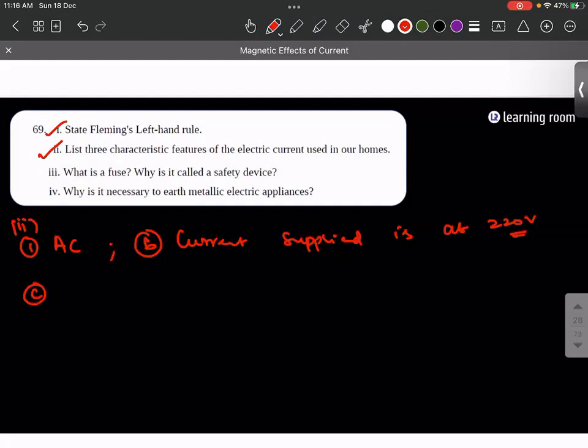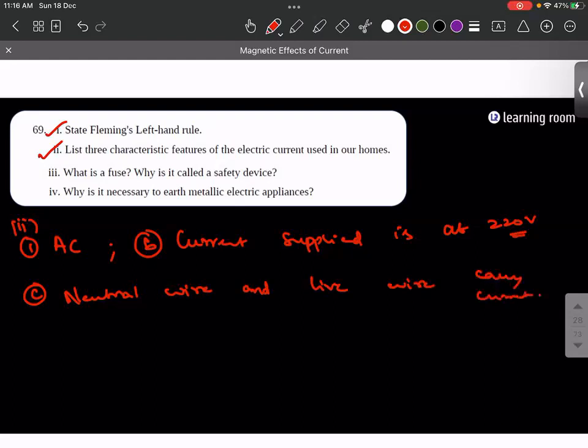Next. And the third point is neutral wire and live wire carry current. Okay. Third, what is a fuse?